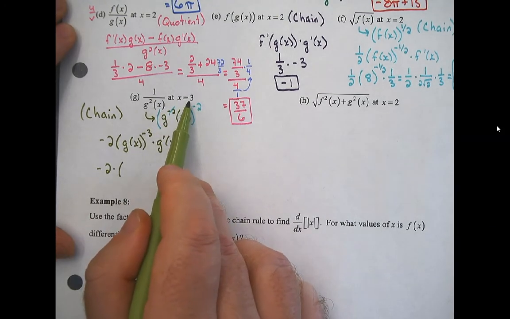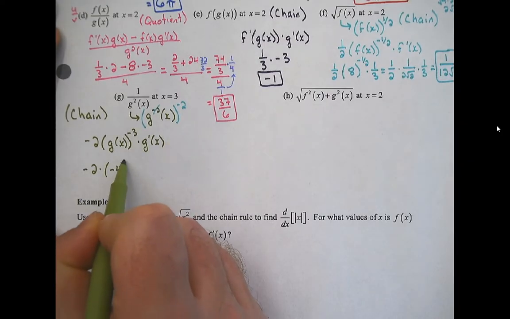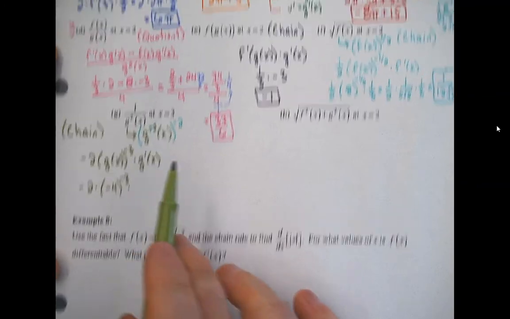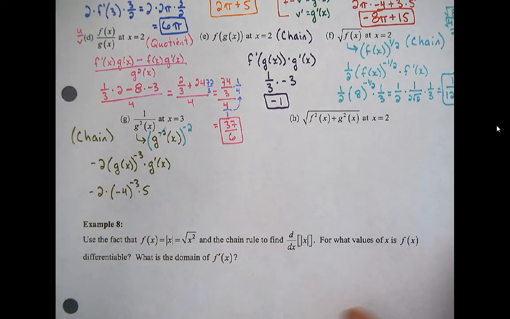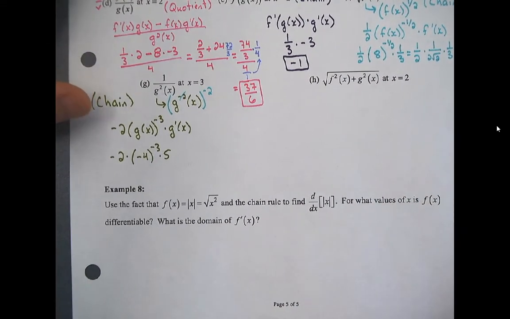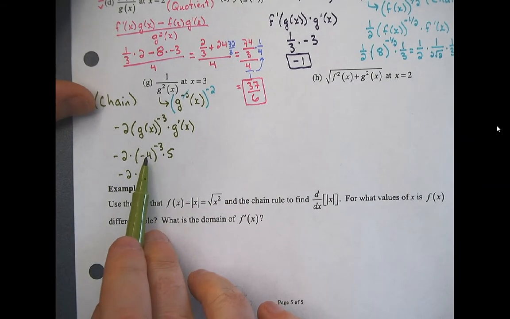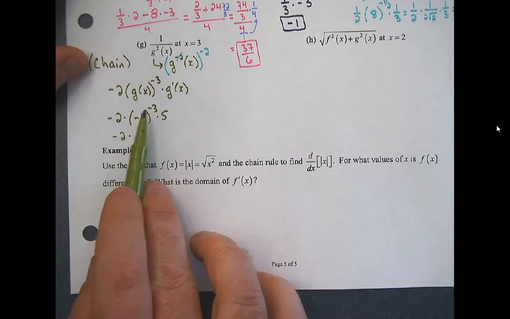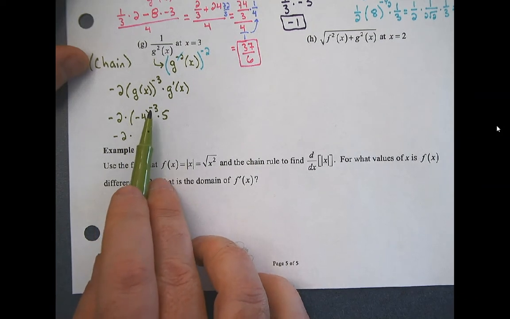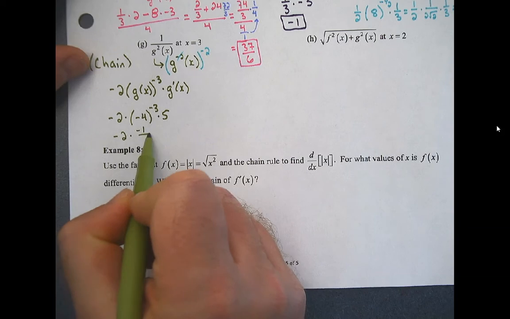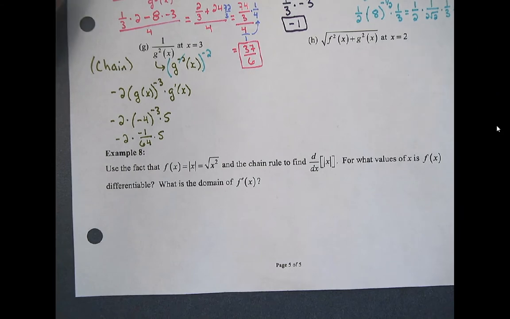So we get negative 2 times, okay, we're evaluating at 3. So g of x at 3 would be negative 4 to the negative 3. G prime at 3 is 5. Let's see how we do cleaning this thing up. So this would be negative 2 times. All right, so this negative 3 means I'm going to flip this to the bottom. And then the 3 means I'm going to go negative 4 to the third. So negative 4 to the third is still going to be negative. 4 to the third is 64. So I'm going to put the 64 on the bottom and the negative on the top.